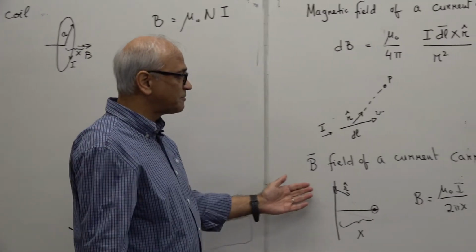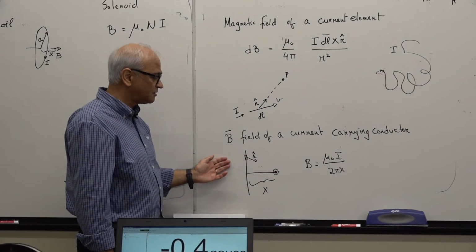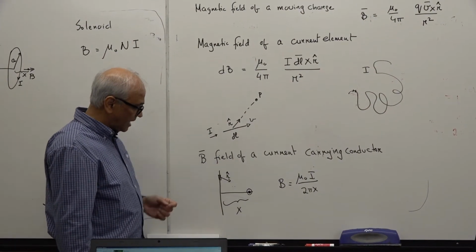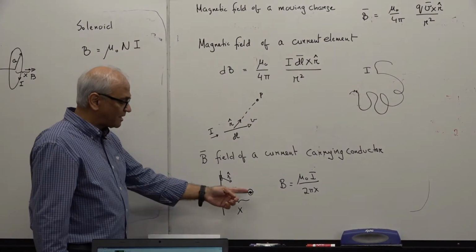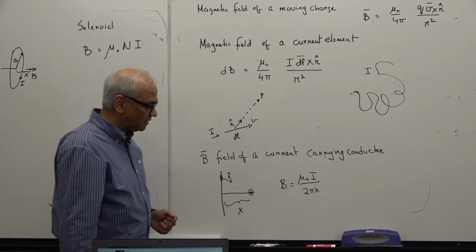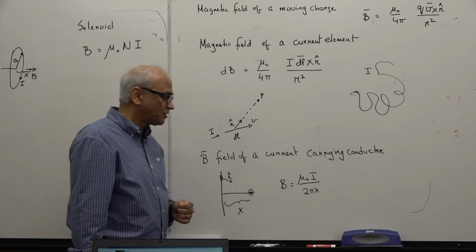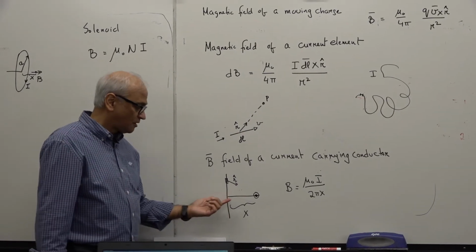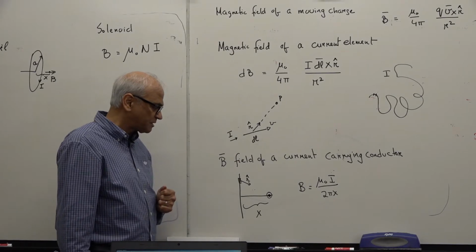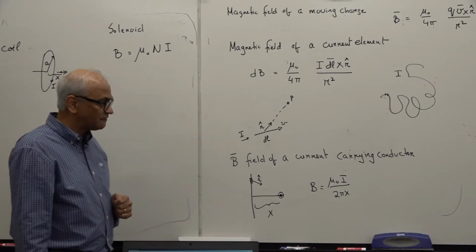We also talked about the magnetic field of a current carrying conductor, where, if the line is infinite, what would be the magnetic field at a distance x from it? And that was our derivation, mu naught I over 2 pi x, where of course x is the distance of the point where we want to measure the magnetic field from the wire itself.